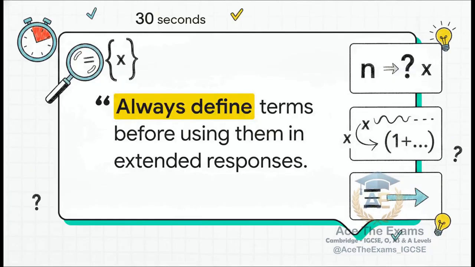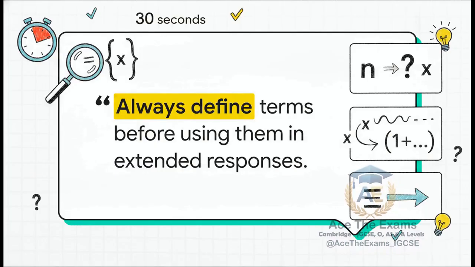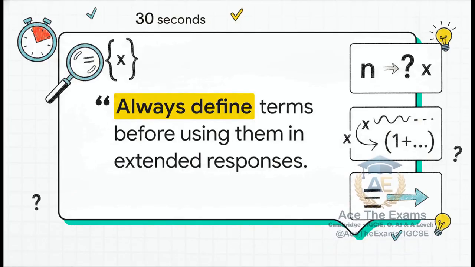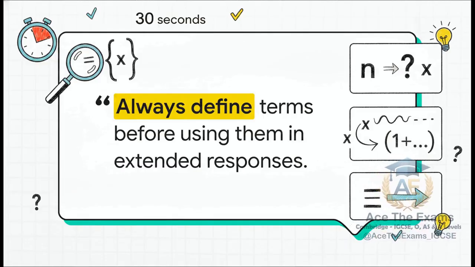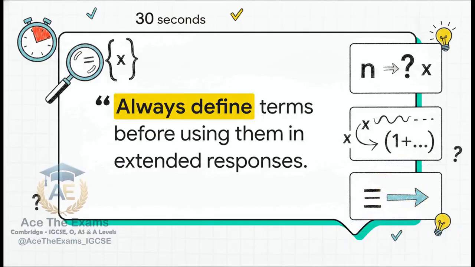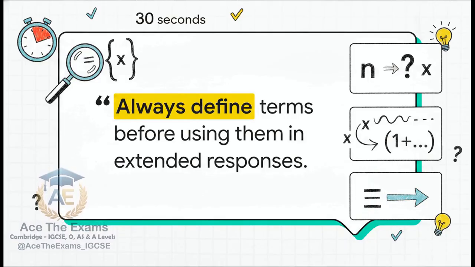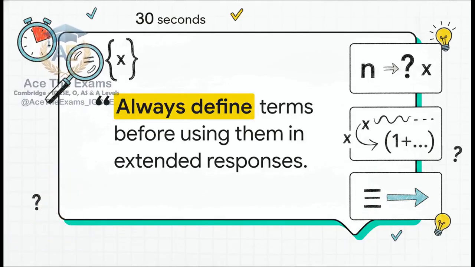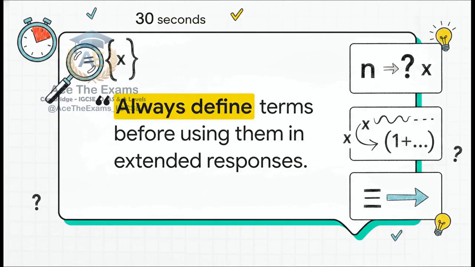The principal examiner reports delivered this ultimate examiner alert, a golden rule you should frankly have taped to your wall. Always define terms before using them in extended responses. In the specific context of the binomial expansion for a rational n, this means clearly, visibly stating your n value on the page. It means explicitly stating your substituted x term, and it means explicitly writing out the algebraic validity range before you begin blindly crunching numbers in your calculator. Doing this provides absolute, total clarity to the examiner that you fully understand the mathematical environment you are operating in.